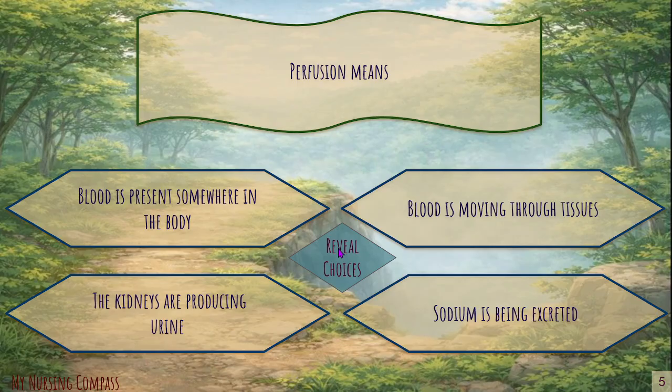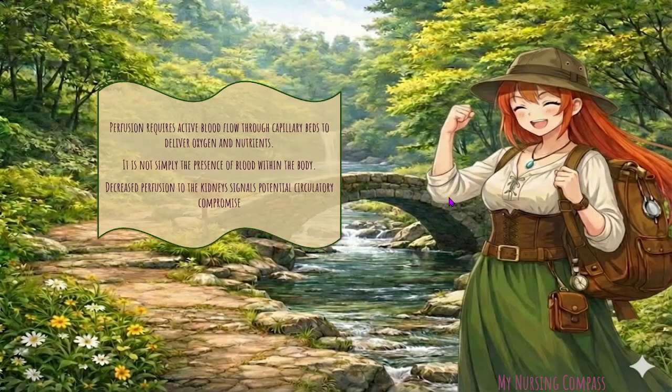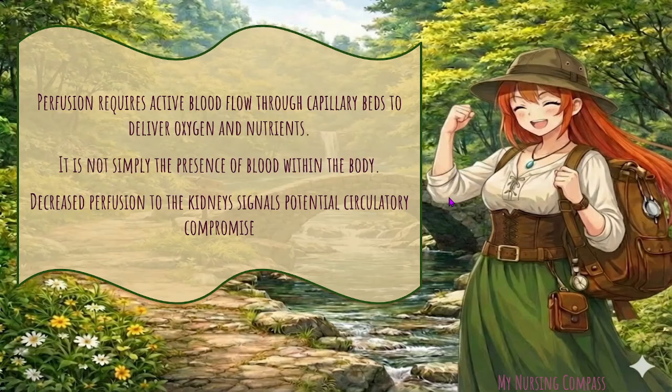If you said blood moving through tissues, you are correct. Perfusion requires active blood flow through capillary beds to deliver oxygen and nutrition. It is not simply the presence of blood within the body. Decreased perfusion to the kidney signals potential circulatory compromise. If you chose C, urine output is an indicator. It is something we see at bedside that we can measure when perfusion is doing beautifully.